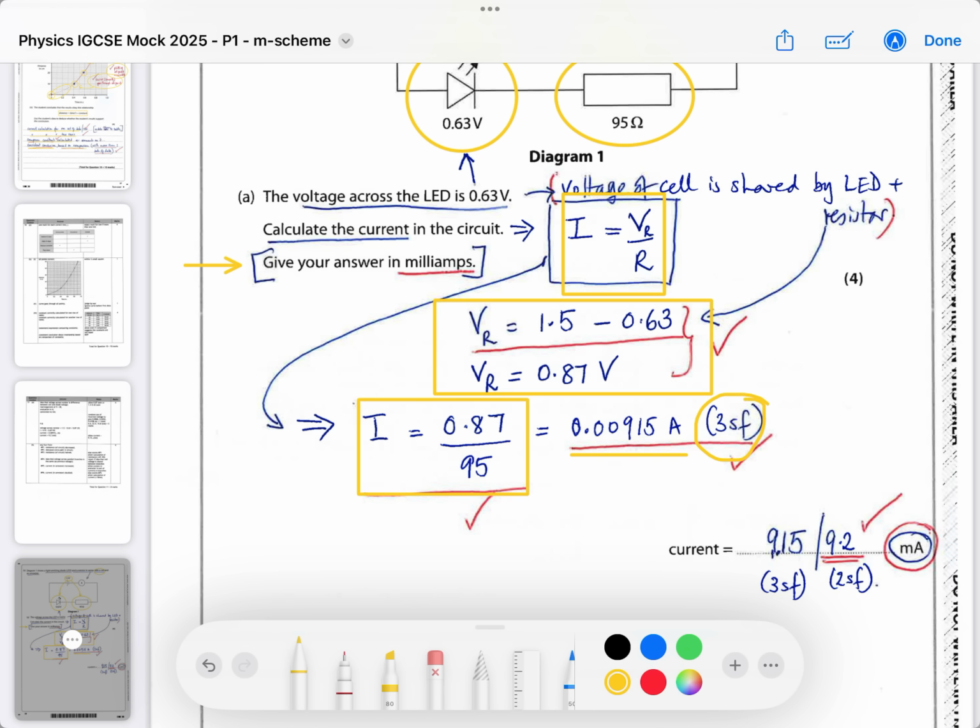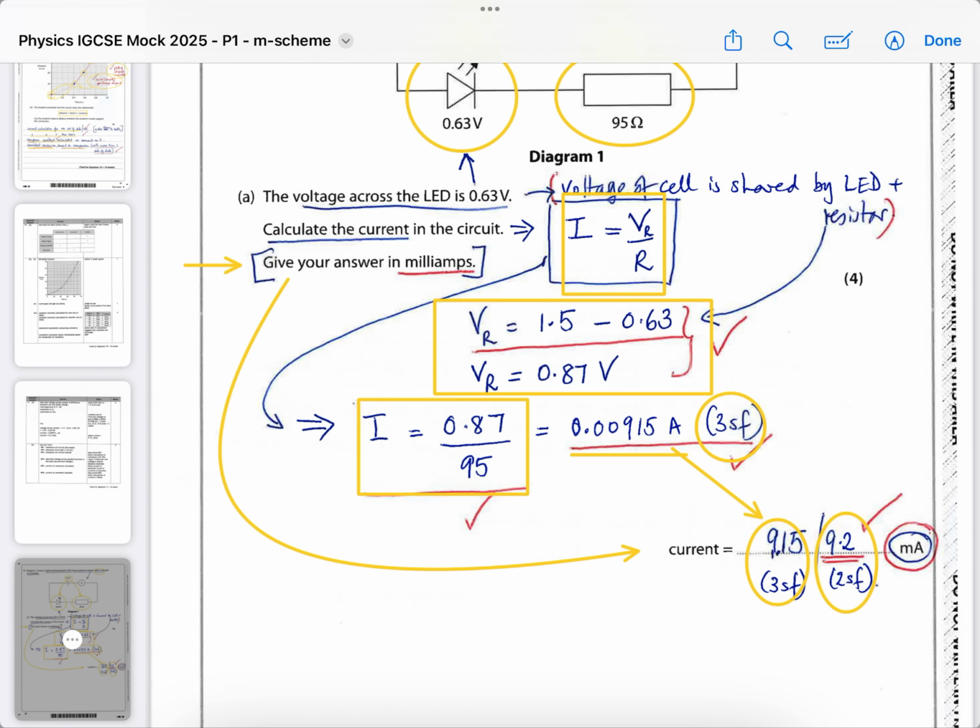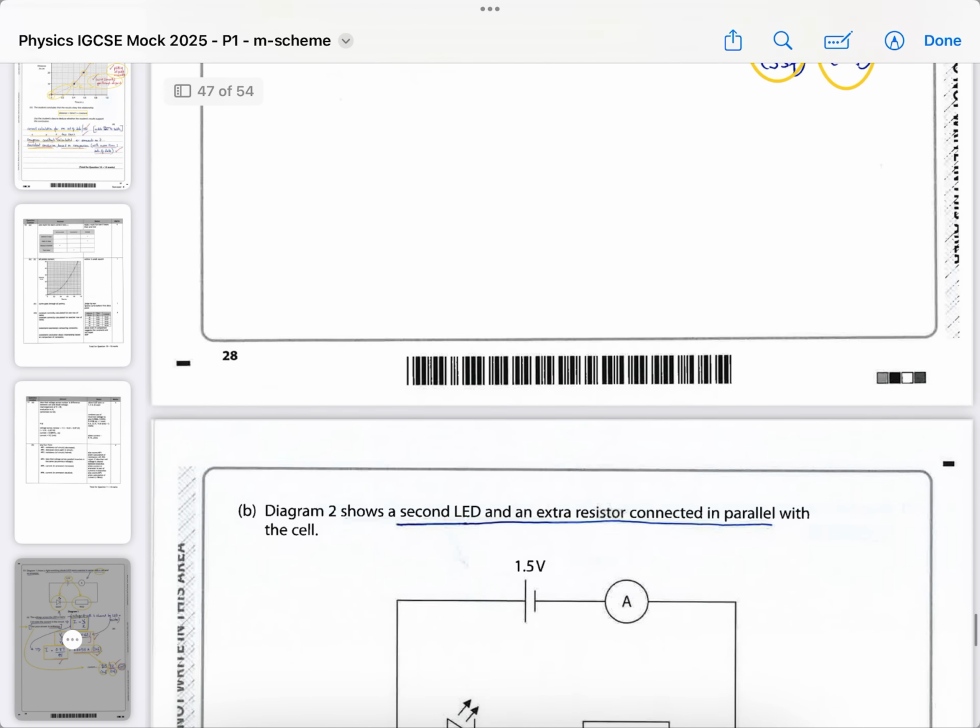They then want you to give your answer in milliamps here. So that means moving the decimal place 3 places, and it will be 9.15 if you use 3 significant figures, but really you should use 2 significant figures, so it will be 9.2 milliamps, because the data provided in the question is all to 2 significant figures. Hope that makes sense. So that was voltage shared in series.